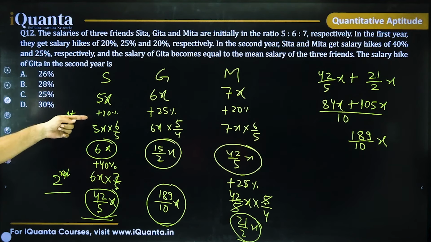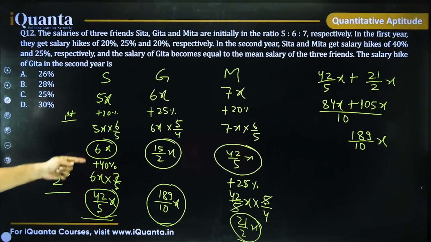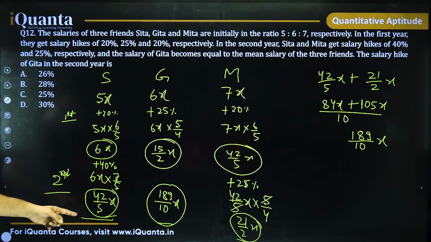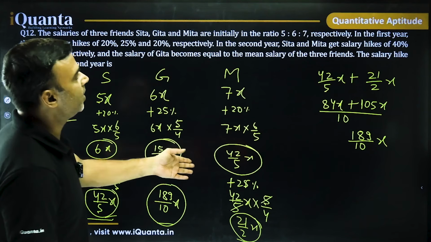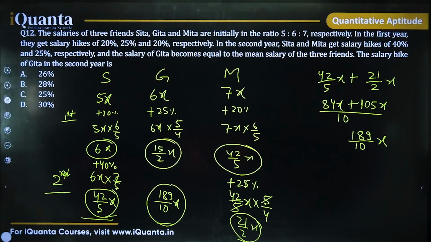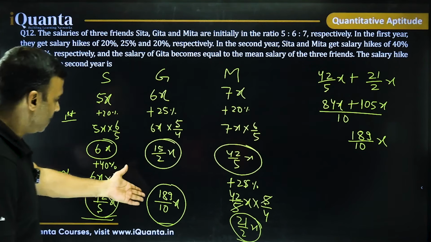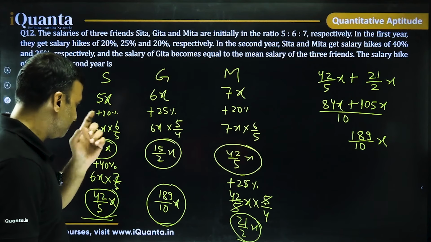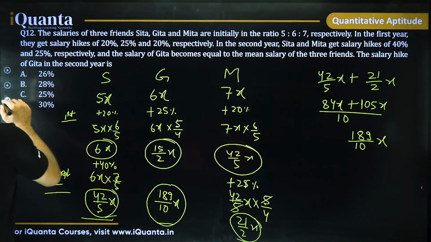Here also, we have 5x, 20% increment, 6x, 40% increment. 6 into 4 is 24. So 42 by 5. That is also looking fine. So why is there a trouble? We have 42 by 5x and 21 by 2x. We need to find 15 by 2 is 7.5. This is 189 by 10, almost double is happening. We want the salary hike of Geeta, 6x into 5. 6 into 5 is 30x by 4, that is 15 by 2. And this is 189 by 10. That is obviously, oh yes, I am so sorry.